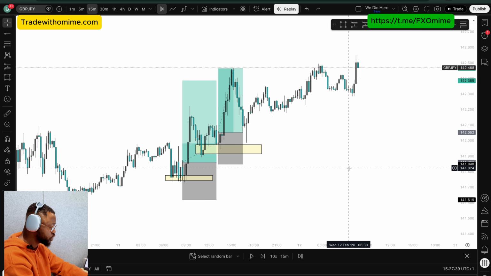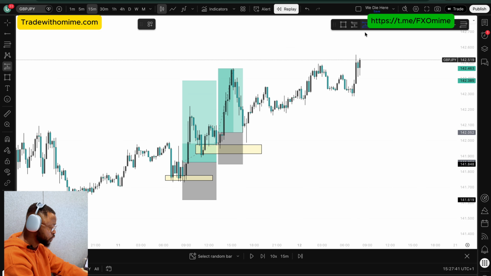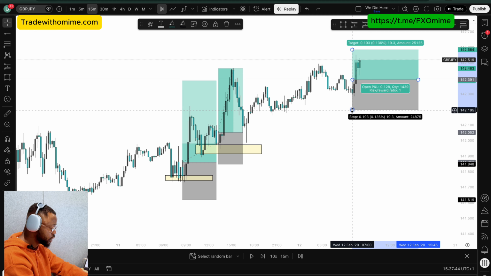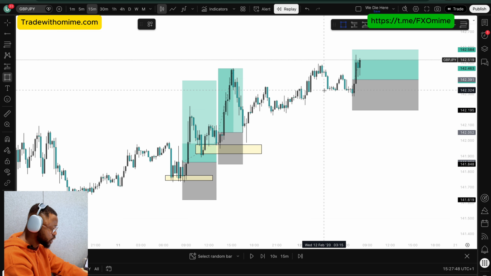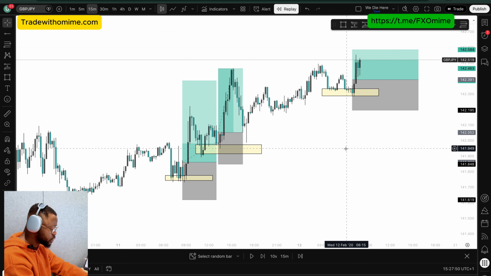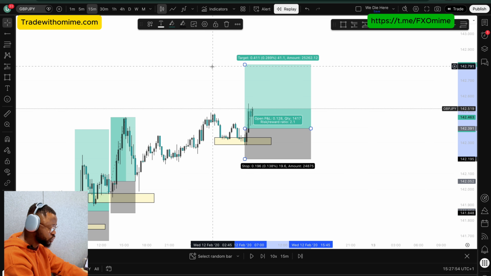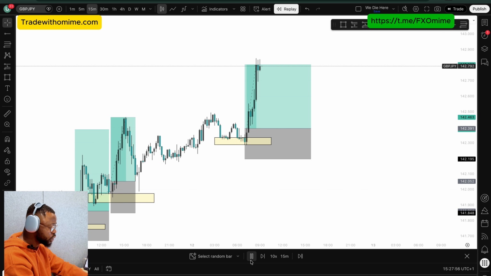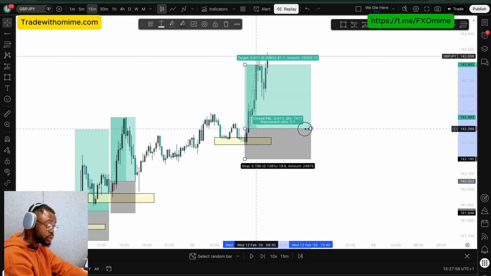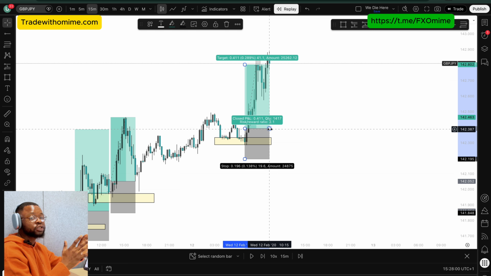So if I see an opportunity, yes, there's an opportunity here. I'll be buying around this high here, and put my stop loss right below this week around here. I'm going for a 1 to 2. That's the TP.